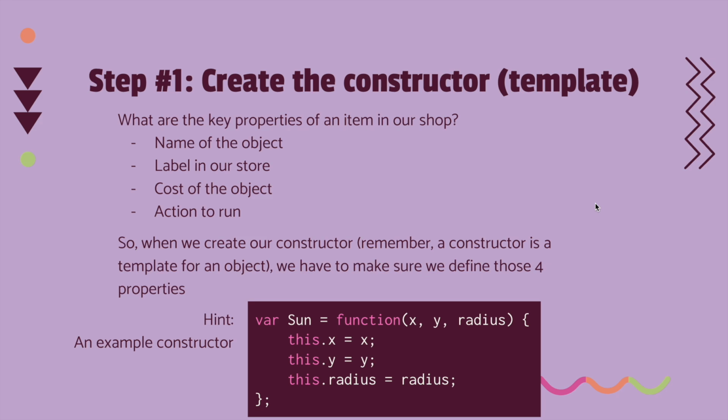The first thing we want to do is create the constructor, the template. You want to think about the key properties of an item in our shop. In this case, it's going to be the name of the object, the label in our store, the cost of the object, and the action to run. When we create our constructor, we have to make sure that we define those 4 properties. And this is an example constructor right here.